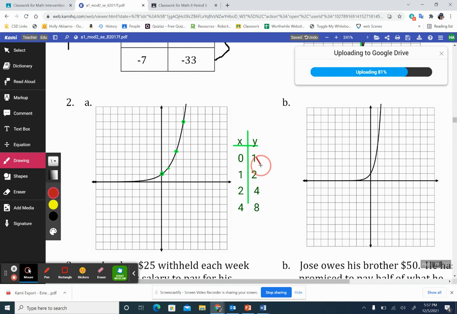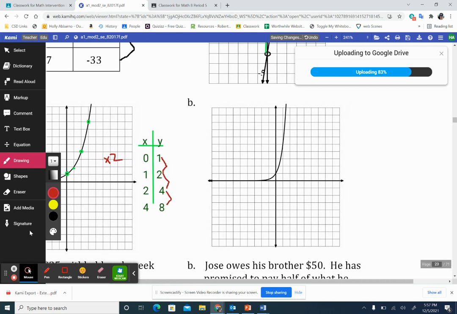it's changing with multiplication. It looks like it's changing by a rate of times 2. Times 2 is my rate of change. Okay, now let's look at the next one.